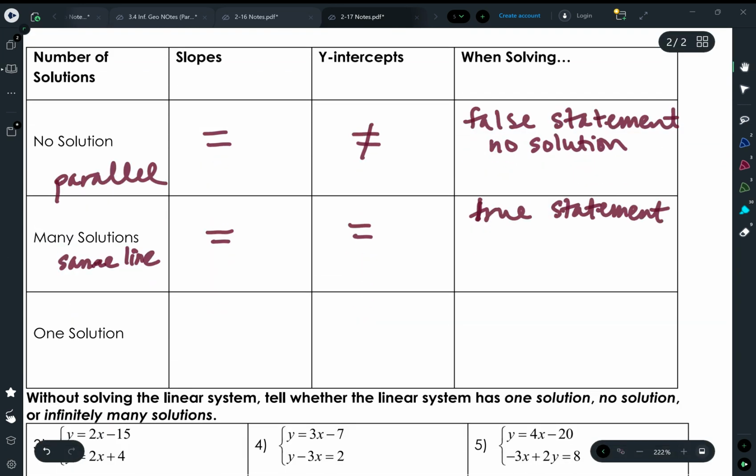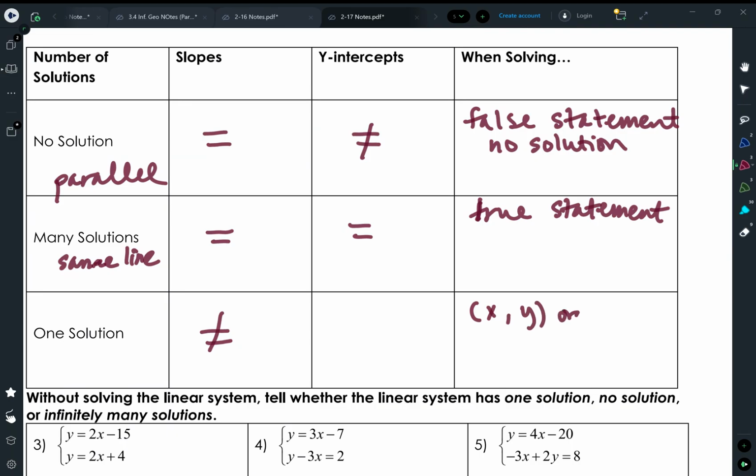For the last one, when we had one solution, what happened is that our lines had different slopes. When solving, we get an xy ordered pair. And it turns out here that the y-intercepts don't actually matter. So if the slopes are different, lines are going to cross. If we think about the picture, this is going to be 2 lines that cross.